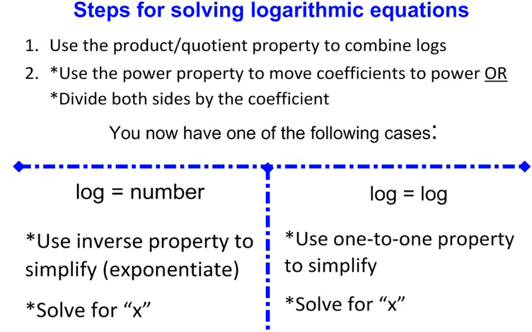Okay, so here are our steps to solve logarithmic equations. First, we want to use our product or quotient properties to combine logs as we need to. Remember, we want to get a single logarithm from that. And then here's where it gets tricky. You can use your power property to move the coefficients into a power, like what we practiced when we did the properties. Or sometimes it's easier to actually take that coefficient and divide both sides of the equation by that value. It depends, it's your preference. Here you have the option for whichever is easier. So just know you have those two options.